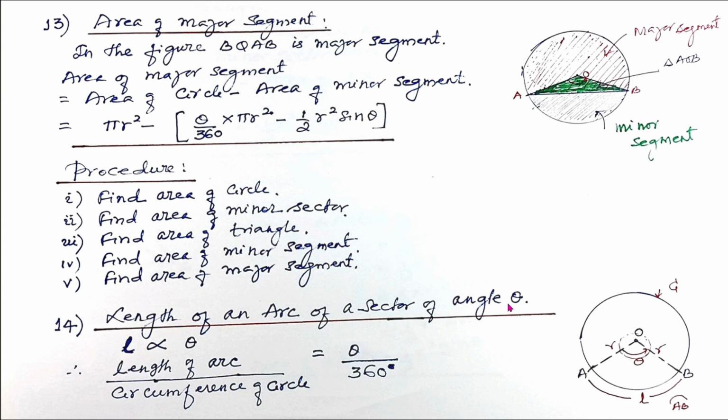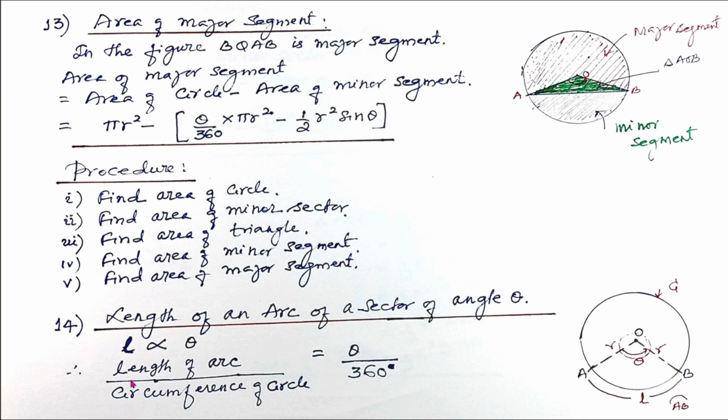Now length of an arc of a sector of angle theta. Now how do we find the length of an arc? See, in this circle with center O, we have an arc AB, its length is L. We want to find out the length of this arc. Now to find the length of the arc, let us understand this. The arc AB subtends an angle theta at the center. As you know that if theta increases, the length of the arc also increases. Therefore, the length is proportional to theta.